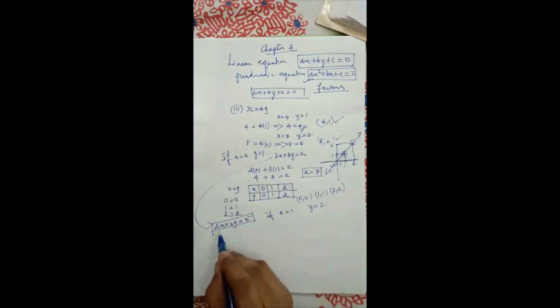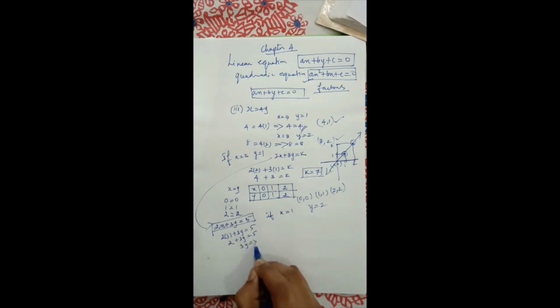Okay, so put x is equal to 1 here, then 2 times 1 plus 3y, that is equal to 5. Then 2 plus 3y equal to 5. 3y equal to 5 minus 2. 3y equal to 3. y equal to 3 by 3. So y equal to 1.